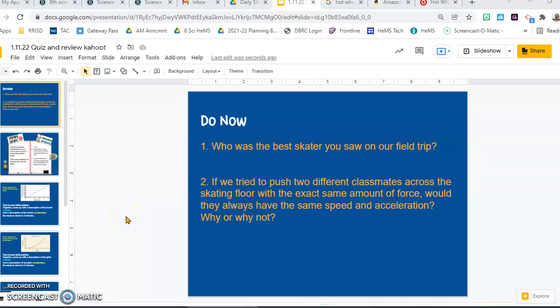Let's take a look at our do now. Who was the best skater you saw on our field trip? Just write your answer. If we tried to push two different classmates across the skating floor with the exact same amount of force, would they always have the same speed and acceleration? Think about that, and then why or why not?